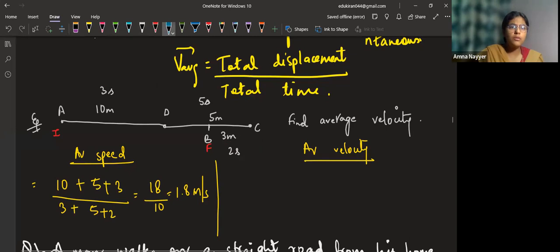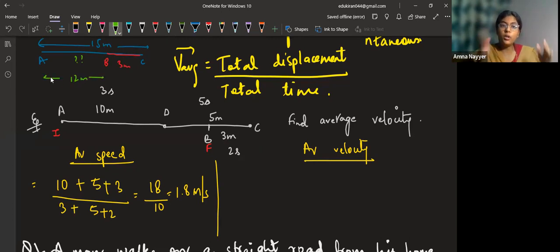Somewhere in the corner of your notebook, make it like this. Then only you will be able to remember. This entire was 15 meters, A to C. The person came back 3 meters. This was what our question was. That is 12 meters. Then only 12 meters plus 3 meters will give you 15 meters back.